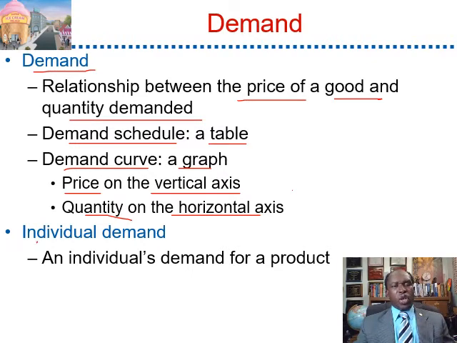The individual demand is the demand of an individual for a product. For instance, my individual demand for milk per week is 5 gallons of milk.